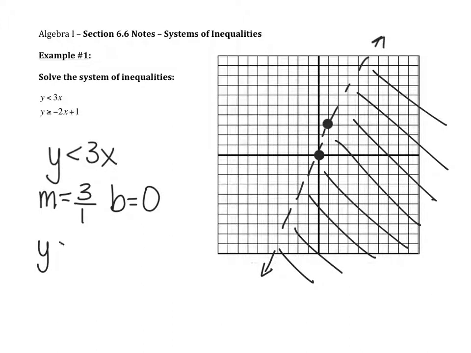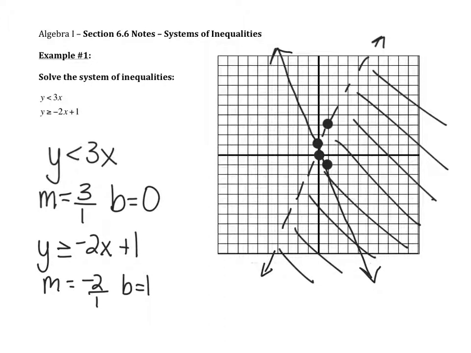y is greater than or equal to negative 2x plus 1. The y is already by itself, so I'm going to identify the slope as negative 2 over 1, and the y-intercept is 1. As always, I'll start with the y-intercept first, and then starting from that point, I'm going to go down 2 and over 1. And this time, since it's equal to, I'll do a solid line through those 2 points. And again with the shading, I'm going to shade above it since it was greater than.